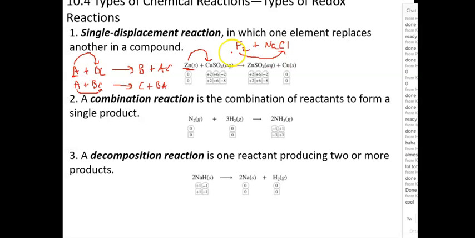Fluorine is a non-metal, it always forms an ion. If it forms an anion, a negative charge, it's going to replace the element that also forms a negative charge. So in this case, my answer will be Cl2 plus NaF.